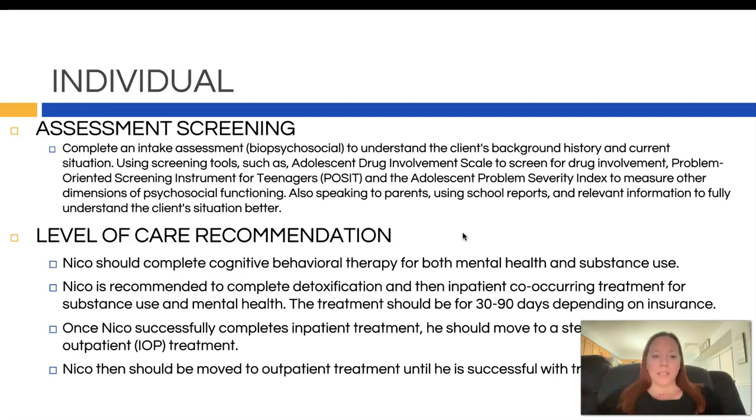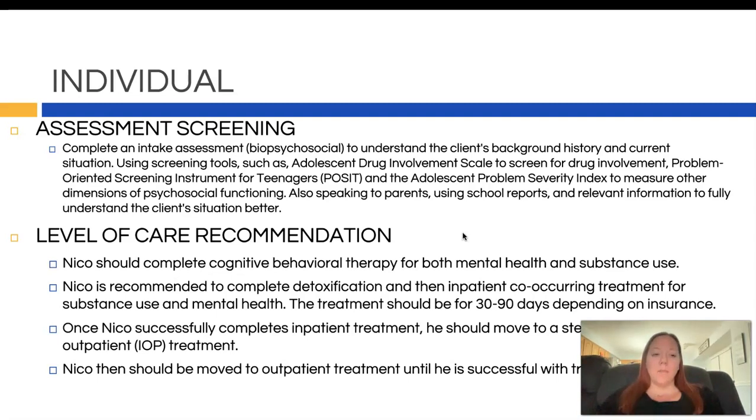So, for the assessment screening, we're going to complete an intake assessment, a biopsychosocial, to understand the client's background, history, and current situation. We're going to complete a full biopsychosocial: any medical problems, any mental health in the family, any substance use in the family, any issues they had growing up. We want to understand the full picture of Nico. We want to get a whole picture of what his life has been like, as well as his family history.